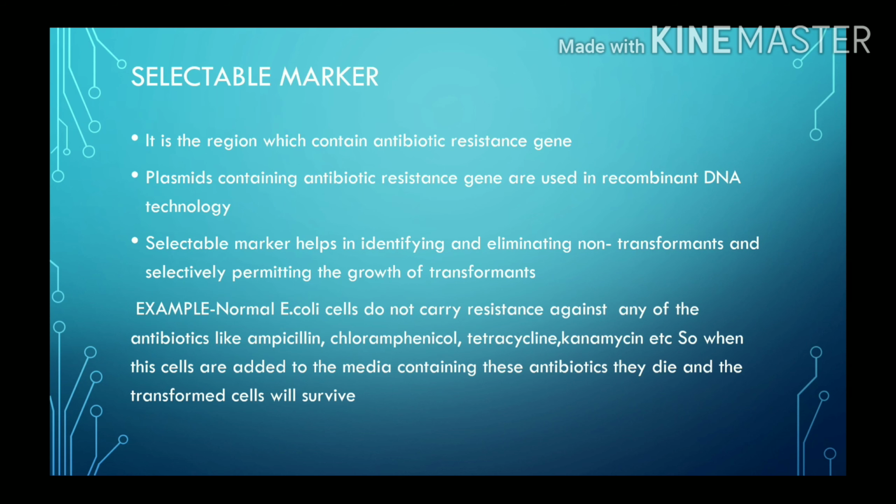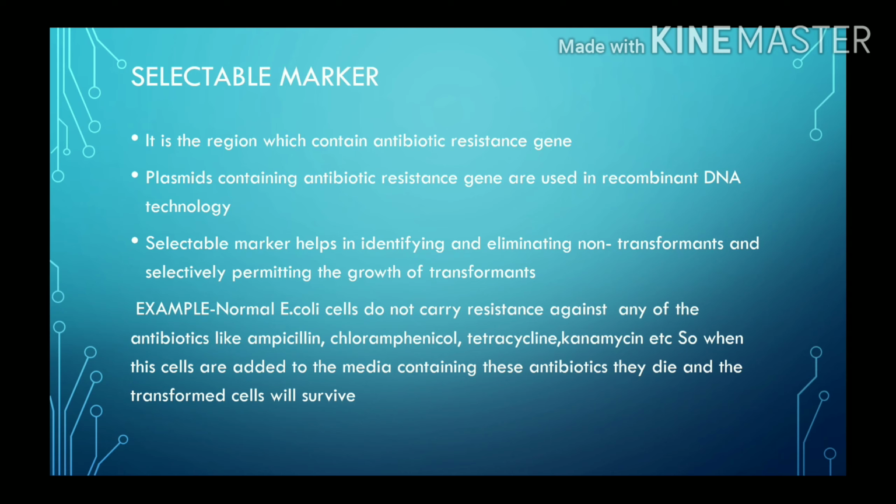Next is selectable marker. It is the region which contains the antibiotic resistance gene. Plasmids containing an antibiotic resistance gene are used in recombinant DNA technology. Selectable marker helps in identifying and eliminating non-transformants and selectively permitting the growth of transformants. Here transformants are nothing but the bacteria which took up the recombinant DNA, nothing but the plasmid containing the target DNA.